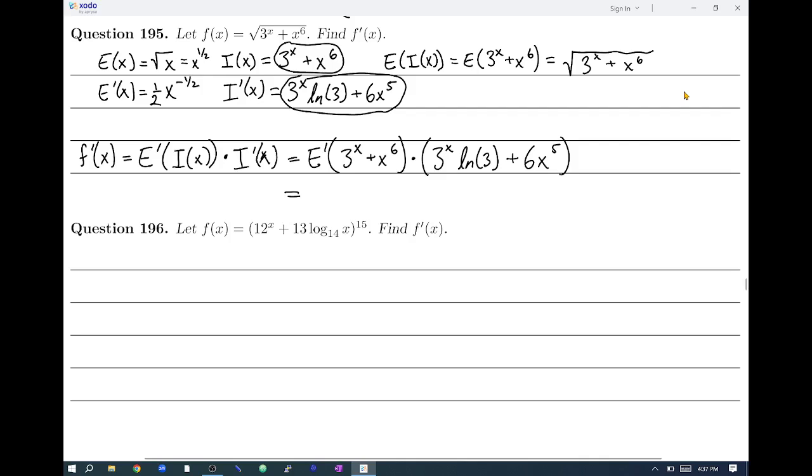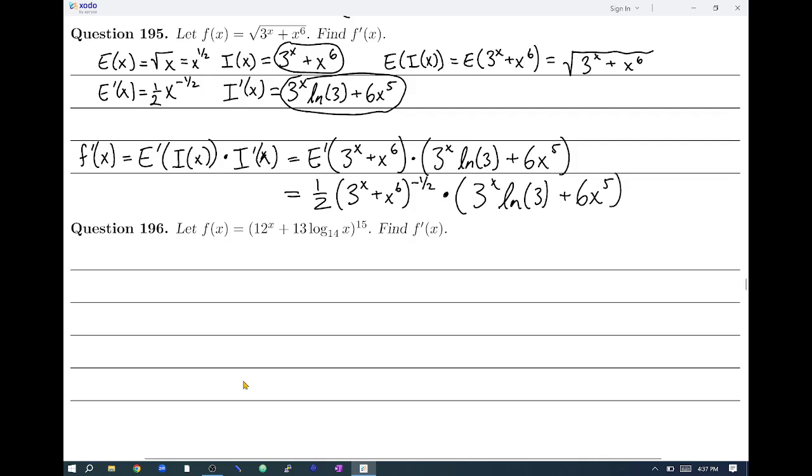Now we just need to process what this e prime does. And what e prime does is e prime of a thing is 1/2 times thing raised to the negative 1/2. So we'll have 1/2, just copying that 1/2, and x is getting replaced with what's in parentheses here. So 3 to the x plus x to the 6th raised to the negative 1/2 power times copy what's in parentheses from before. 3 to the x times ln of 3 plus 6x to the 5th.